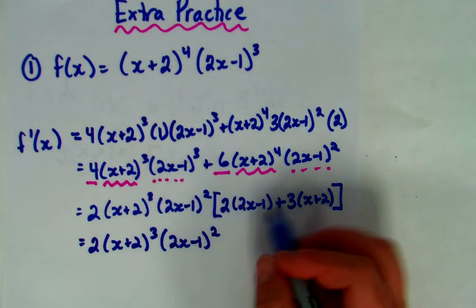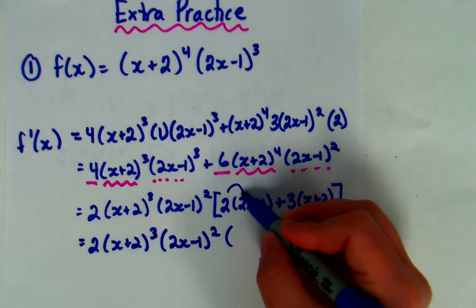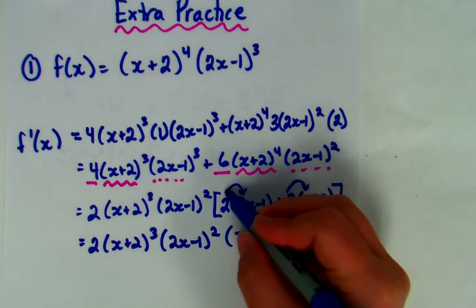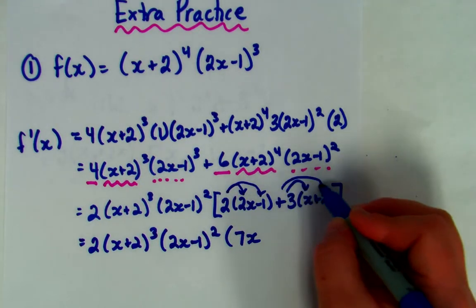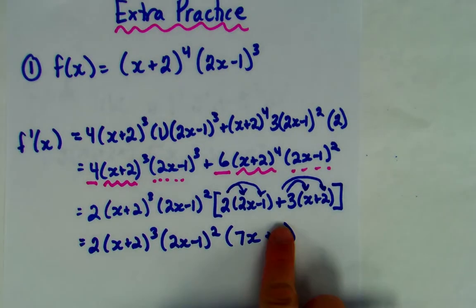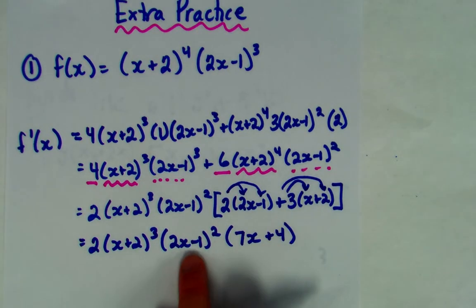And now I'm going to clean this bracket up a little bit. So I'm going to have 4x plus 3x is 7x. Negative 2 plus 6 is positive 4. So now I've been able to clean it up using common factoring.